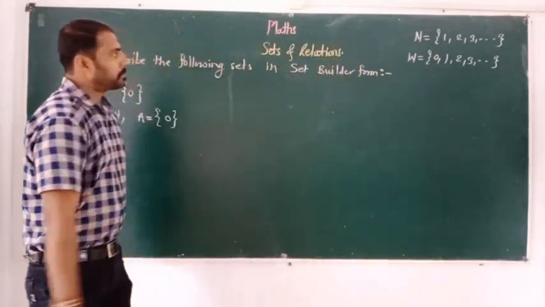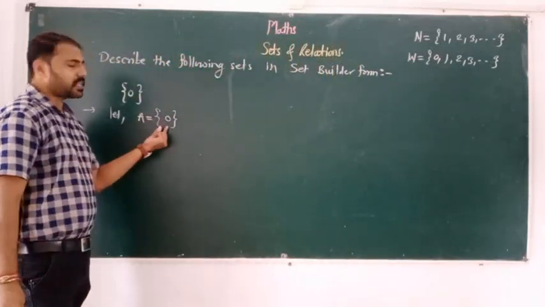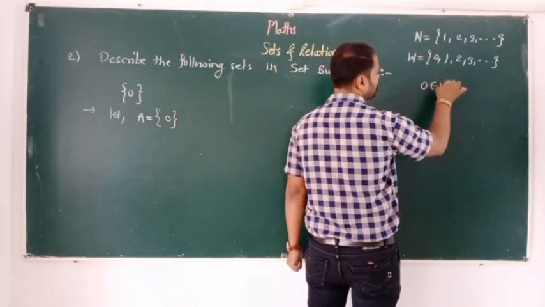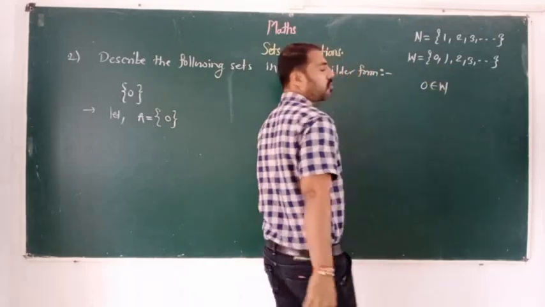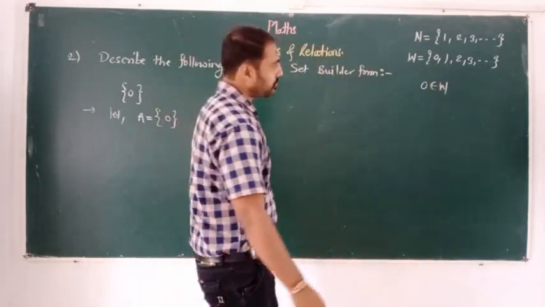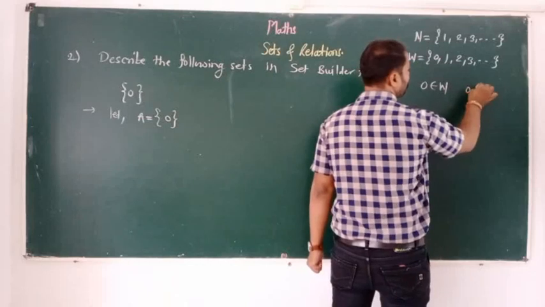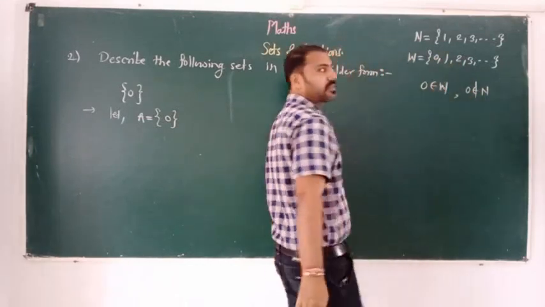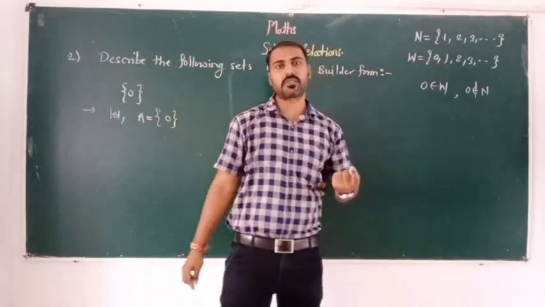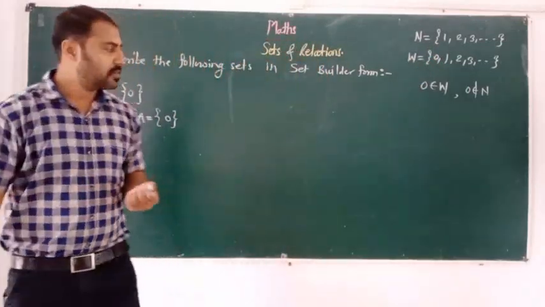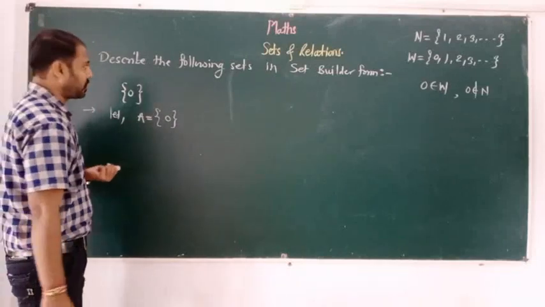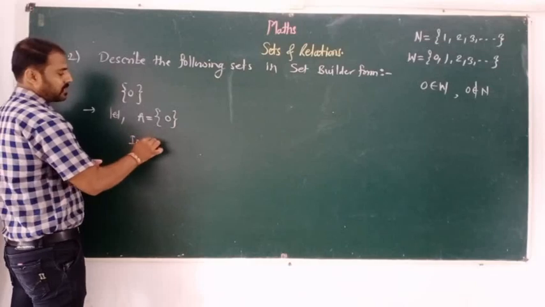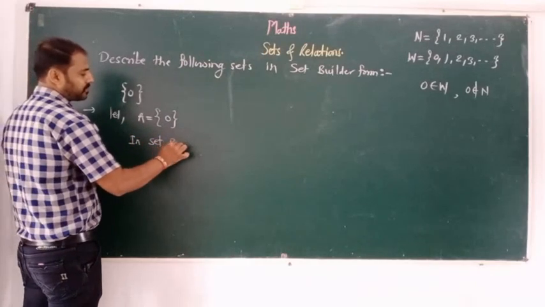But look here. 0 is given. Does 0 belong to W? Is 0 in whole numbers? Of course. But 0 does not belong to natural numbers. Is 0 in natural numbers? Natural numbers start from 1, so 0 is not there. So I construct a formula for writing that set in set builder method.